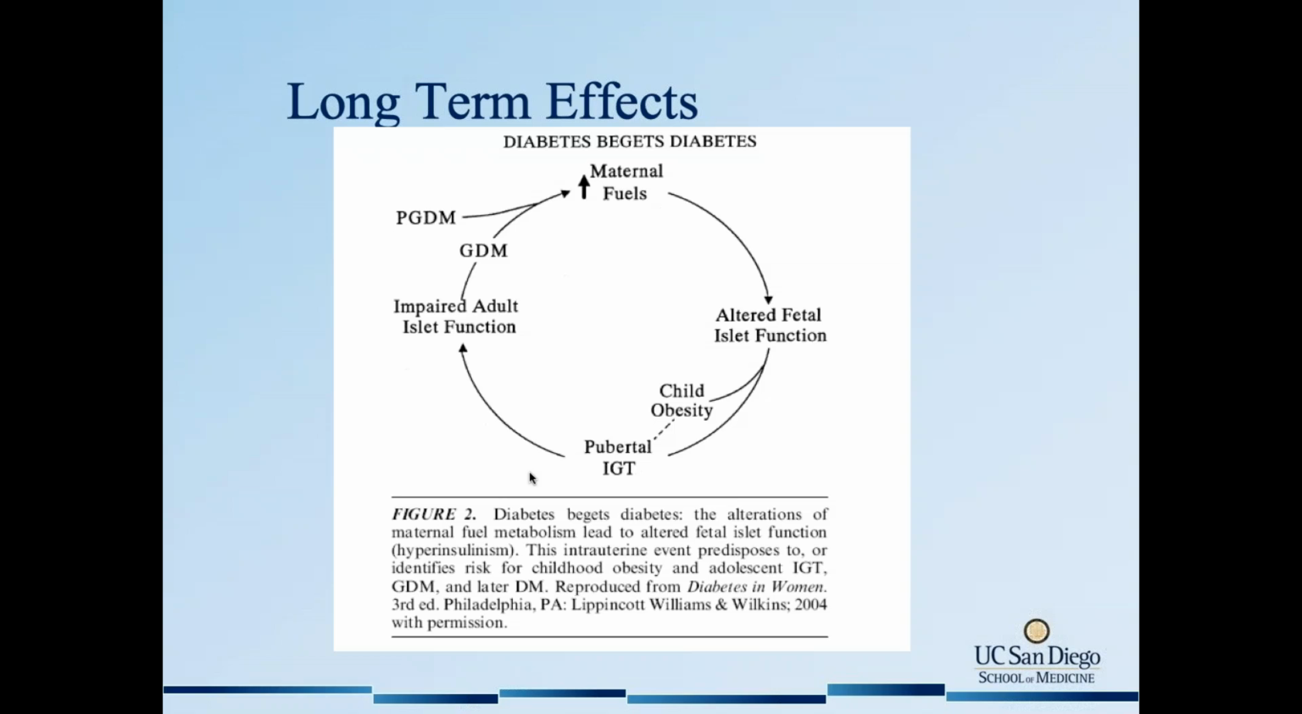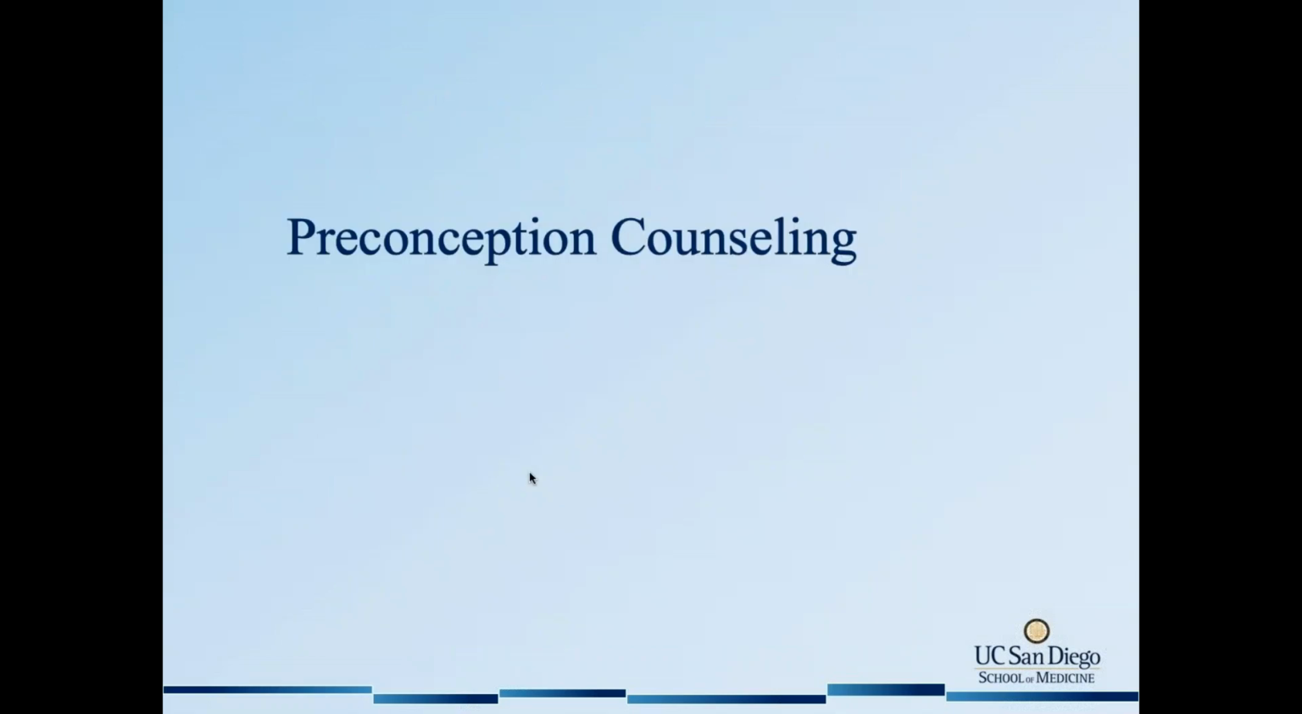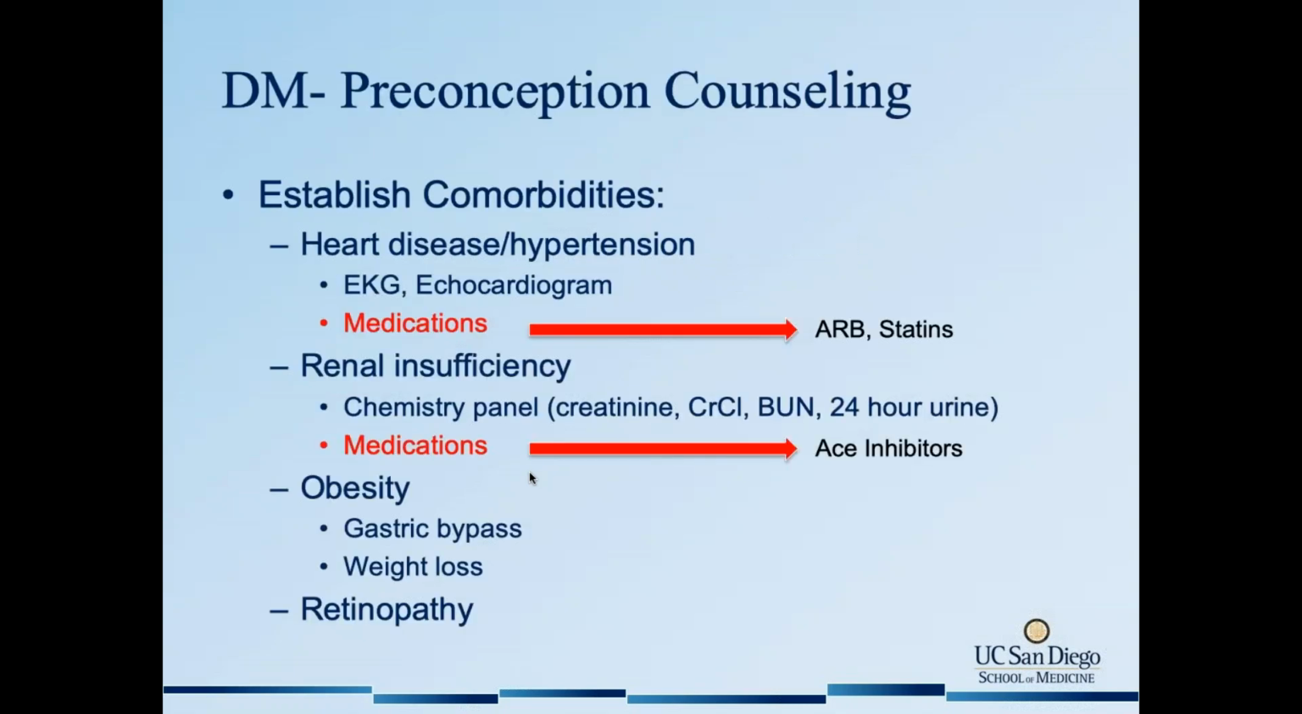So even though we have this nice model that diabetes begets diabetes by leading to high maternal fuels, which then leads to altered fetal islet function, and then the development of childhood obesity and adolescent impaired glucose tolerance, and then impaired adult islet function, which then leads to either pre-gestational or gestational diabetes, I think that this is a very simplified diagram because it's a lot more complicated than that, as obesity plays a role as well. Now moving on to preconception counseling and what we need to tell our patients before they conceive.